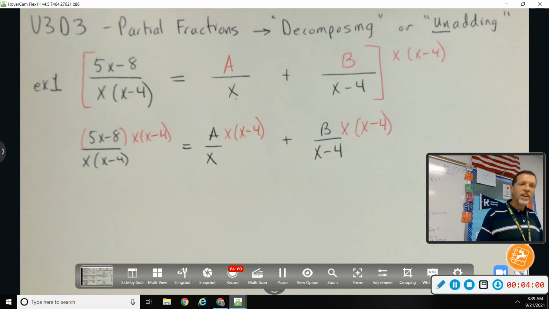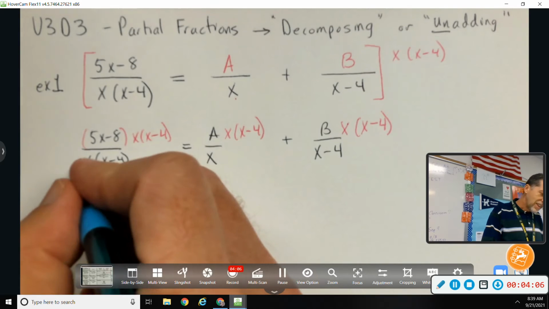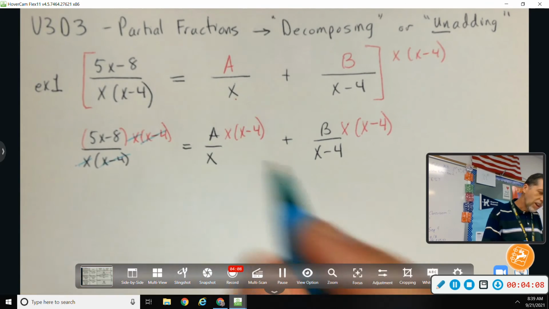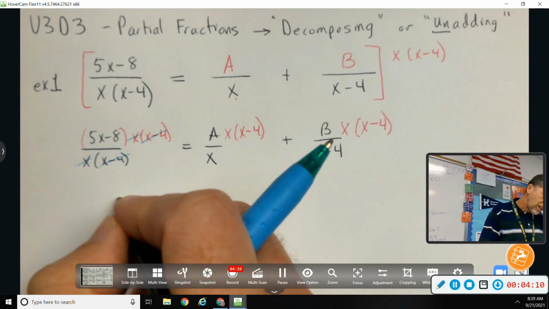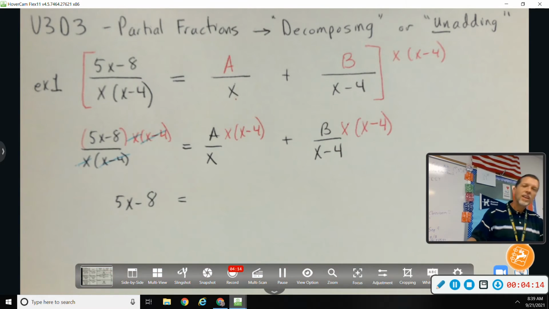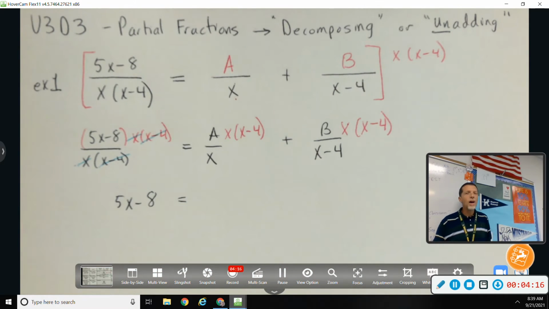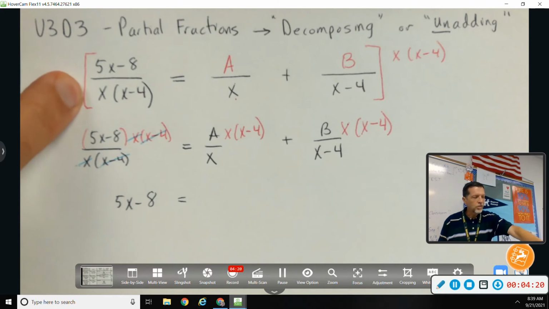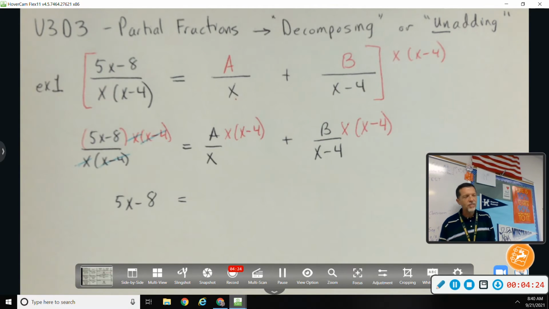So on the left side, who gets to cancel? Both of them. The x's cancel, the x minus 4's cancel, and we're left with 5x minus 8. That will always happen on the left side because you're always going to be multiplying by that original denominator. So all the denominator on the left is going to go away.